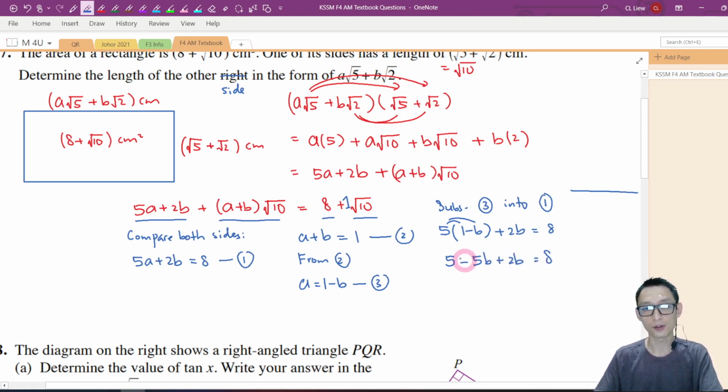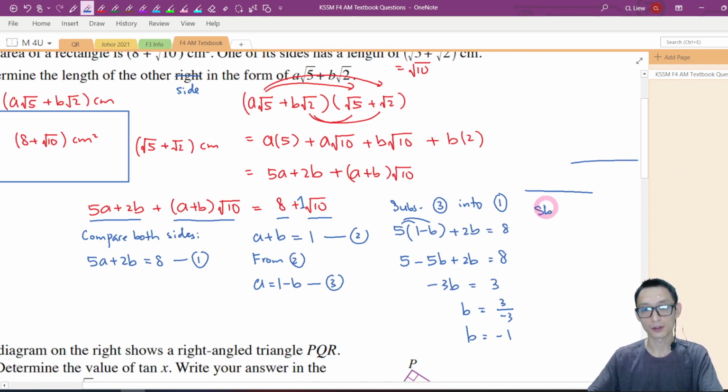And this will give us, I'm going to bring the 5 over here. So negative 5b plus 2b is negative 3b. 8 minus 5, you will get 3. So b is equal to 3 divided by negative 3, which is equal to negative 1. Now, we know b is equal to negative 1. Let me continue over here. Substitute the value of b, which is equal to negative 1, into the third equation.